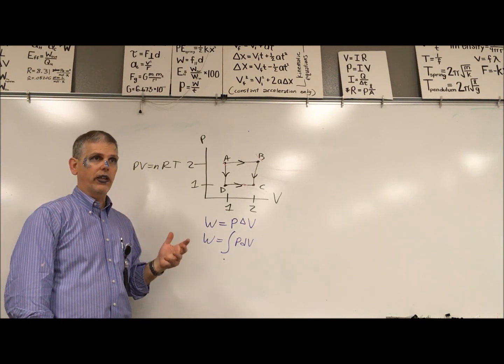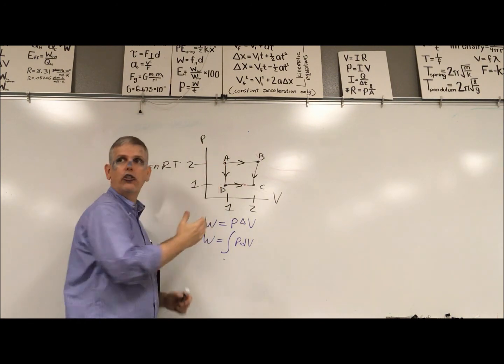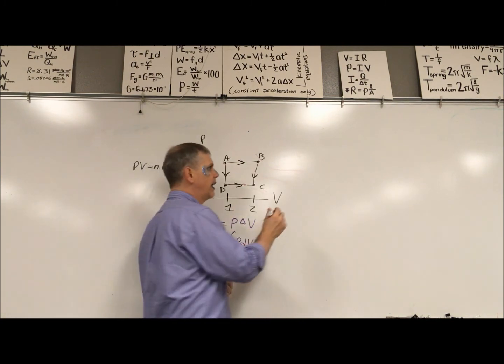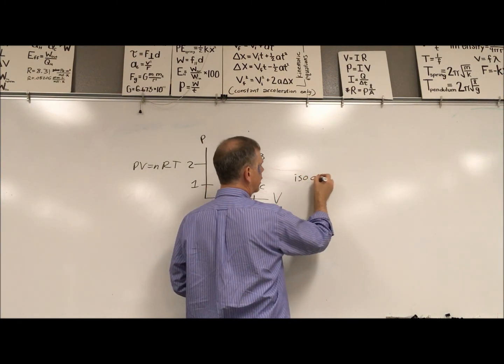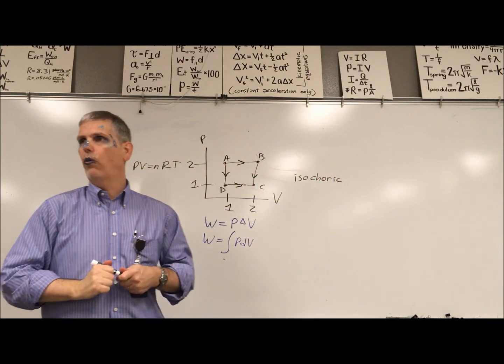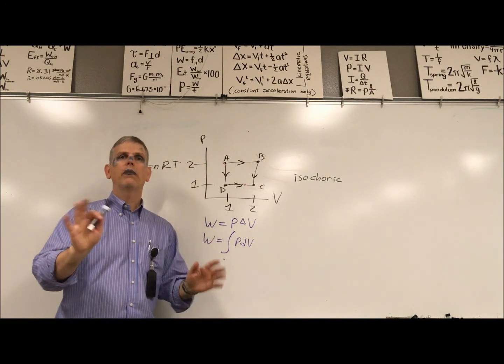Now again, we can calculate it. You see how here there's no volume change? That would be an isovolumetric motion. Another word for isovolumetric is isochoric. You may run into that in college. Choric is a Greek word for space. Isochoric, same space.